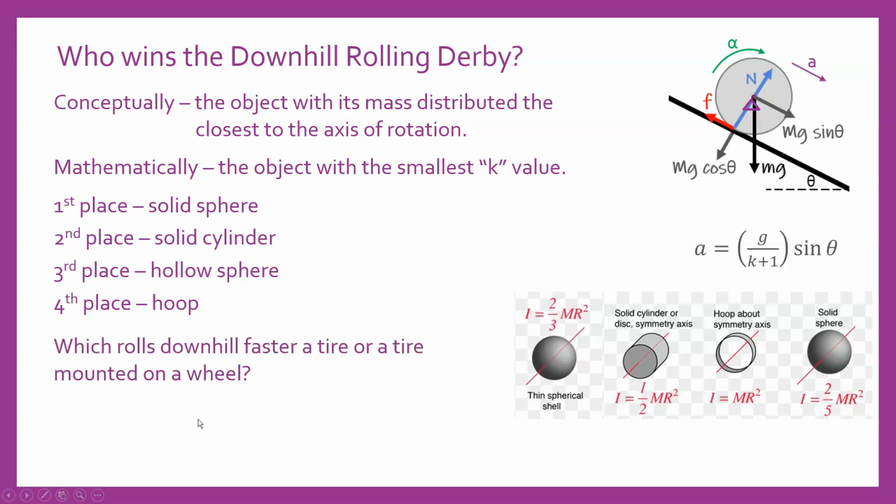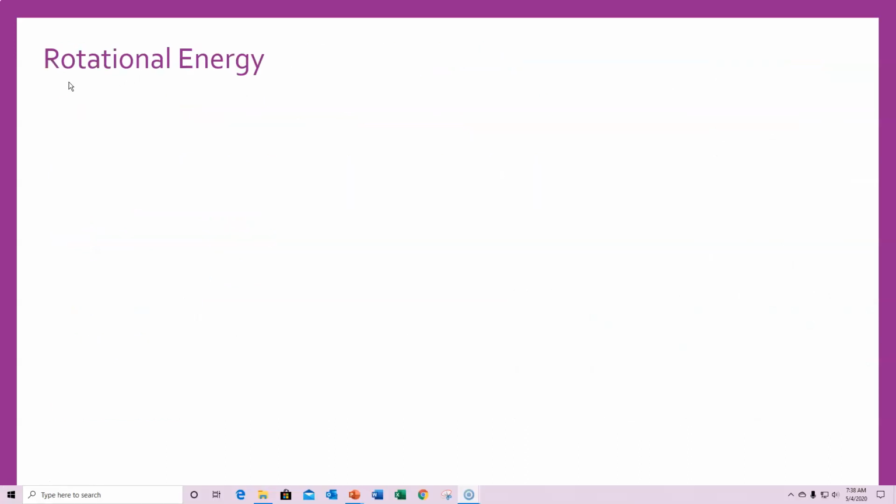Go ahead and see if you can answer this question. Which rolls downhill faster, a tire or a tire mounted on a wheel? Pause the video and make your prediction. Well, the winner is the tire and the wheel because it replicates a solid cylinder, whereas the tire alone represents a hoop. Let's switch gears and talk about energy in rotational motion.